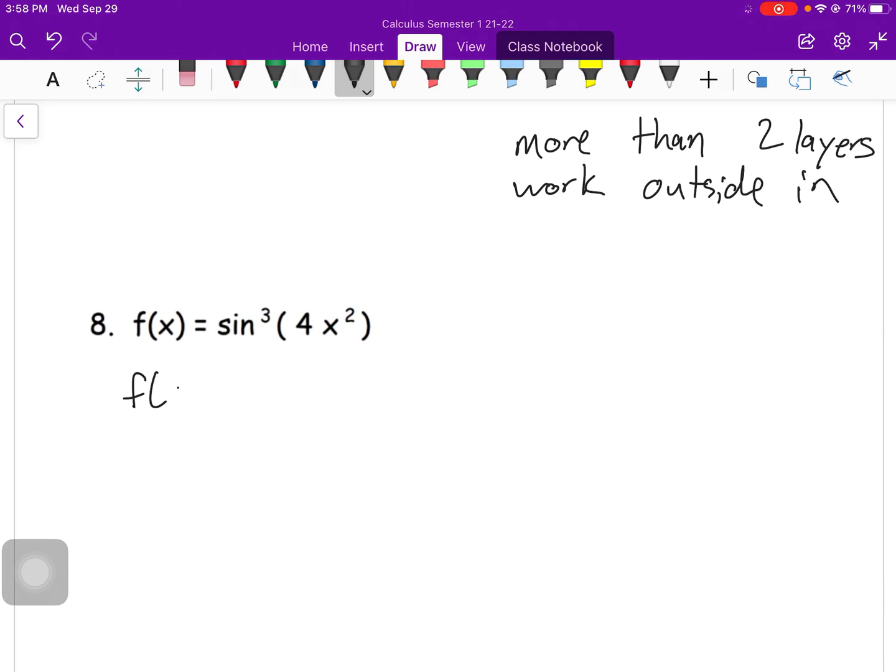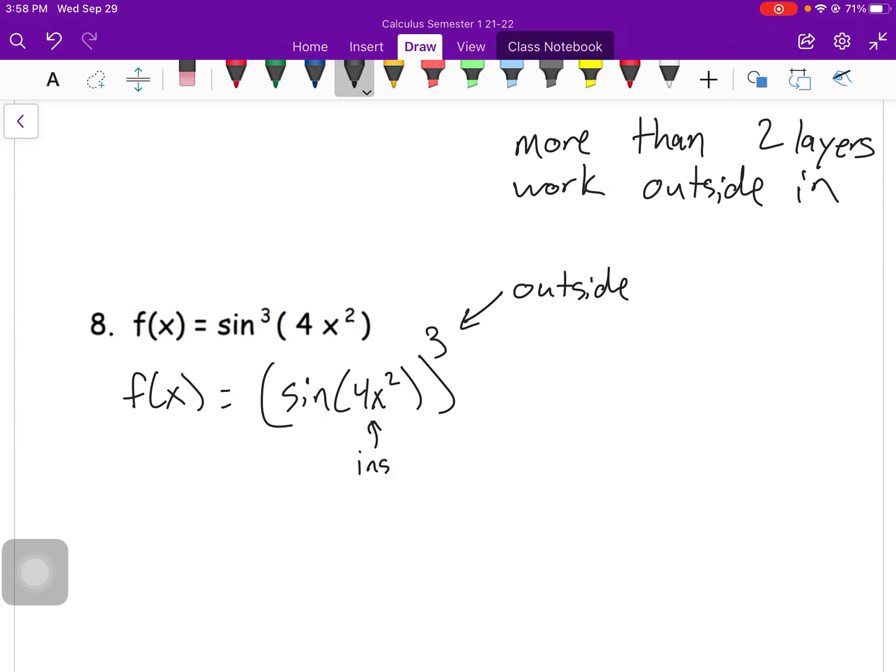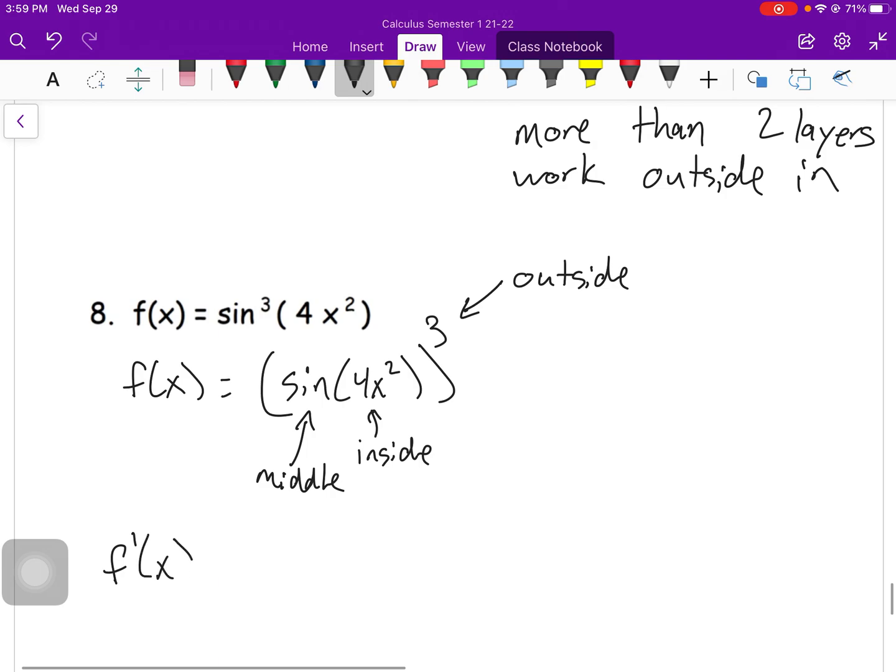So what I mean by that, for this function, we have sine of 4x squared, that thing, cubed. So the outside is that cubed. The inside, as far in as we can go, is that 4x squared. And then that sine of that 4x squared is our middle piece. So f prime of x, we take the derivative of the outside first. So 3 times, keep everything in the parentheses exactly how it is. Subtract 1 from that exponent. That's the derivative of the outside piece.